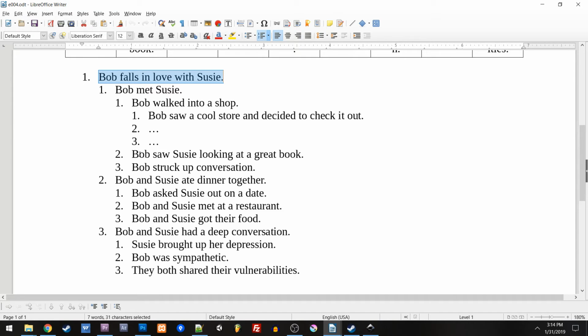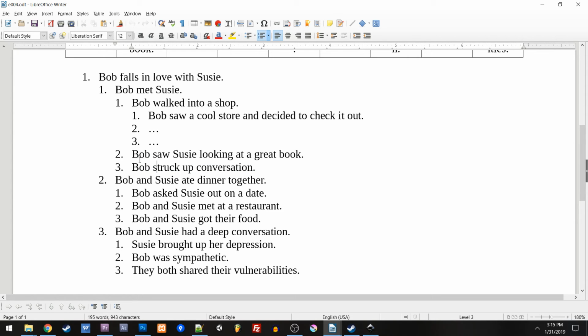So we don't really see that just from the statement, but if we zoom in a bit, let's go to Bob walked into a shop. That is Bob, the character, taking action, and that impacts his setting, that impacts the shop, and then he sees Susie looking at a great book. So Bob, character, takes action, he sees Susie looking at a great book. Susie's action of looking at a great book is also then impacting Bob, because as a response, Bob strikes up a conversation. So we have characters acting and characters reacting, and as a result, we get this story flow.